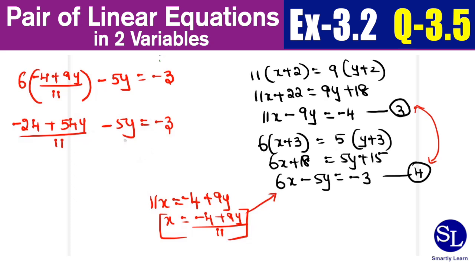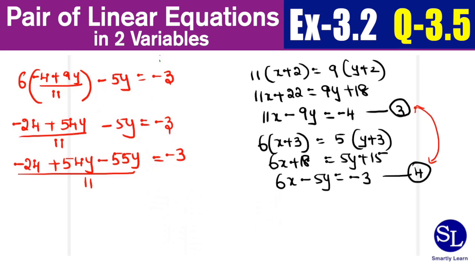First, I'm going to take the LCM only for the left side. So this is minus 24 plus 54y. Then I take an LCM. So this is minus 55y divided by 11 is equal to minus 3. Remember how we took the LCM? Just the 5y is treated as 5y by 1. So thereby I was able to take the LCM. Now I'm going to combine this. So this is minus 24 plus 54y and minus 55y will give you a minus y.